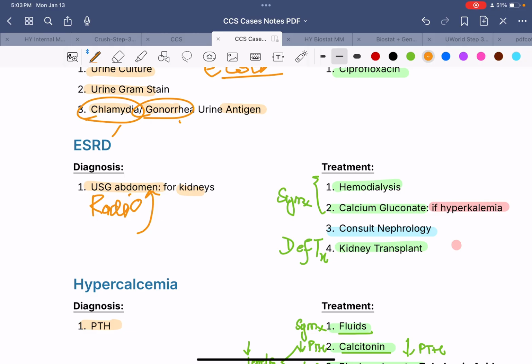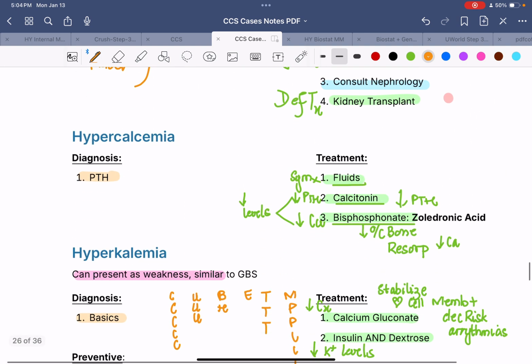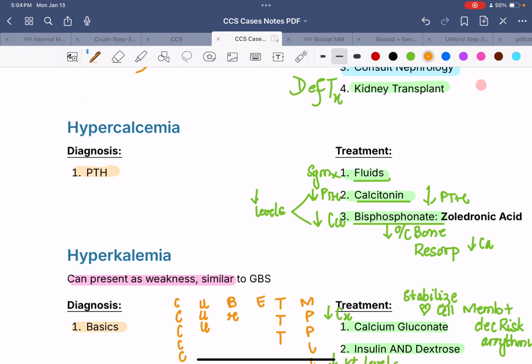And if the patient develops hyperkalemia, then we are going to give him calcium gluconate so that we can stabilize the heart membranes and prevent the development of arrhythmias. And of course, consult nephrology along with the definitive treatment of kidney transplant. Next off, we have hypercalcemia. So you know that hypercalcemia can be due to malignancy, but the most important cause would be hyperparathyroidism.